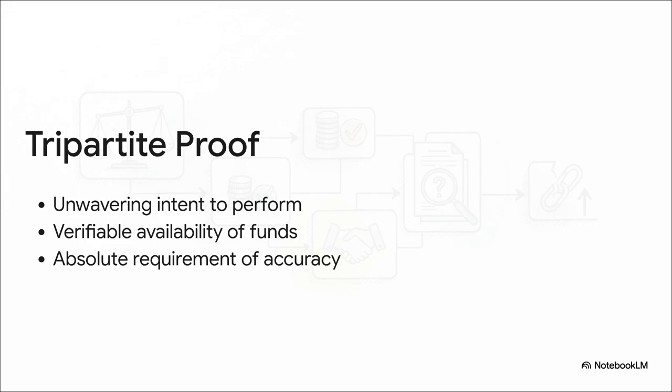Ultimately, this highly structured commercial framework shifts the burden of proof entirely back to the institution demanding the payment. You're arriving at arbitration with a tripartite proof: unwavering intent to perform, verifiable availability of funds, and an absolute requirement for accuracy before payment. You are proving your position is the one grounded in verifiable commercial law.